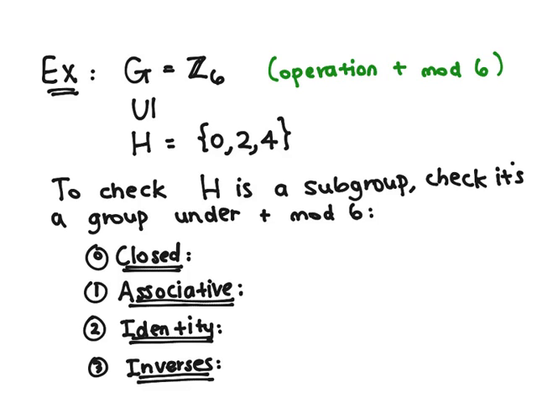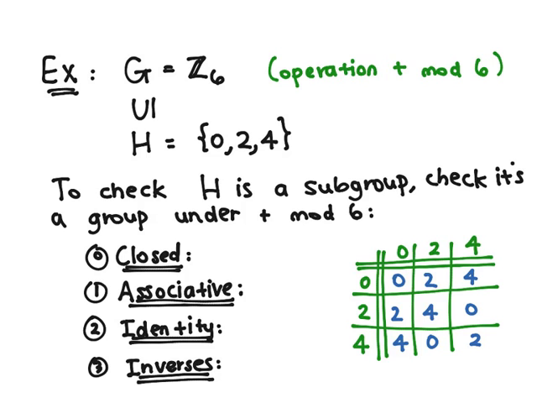Towards that end, there's the 4 usual things that we need to check. We need to check that H is closed, the operation is associative, there's an identity, and there's inverses. And for at least 2 of these, I think my best recommendation is actually to make a table that shows us how to combine any 2 elements of H under the group operation. I've made that table off to the right for you. Remember that the group operation here is addition modulo 6.